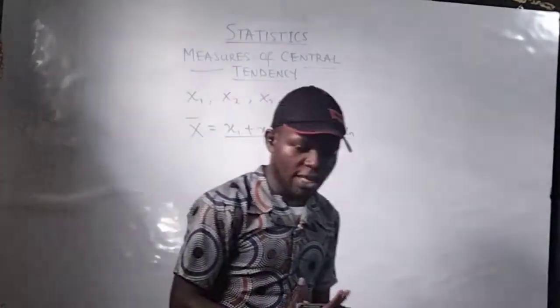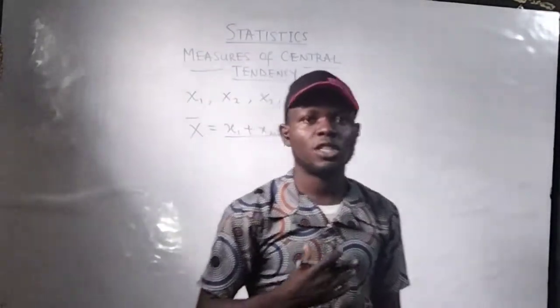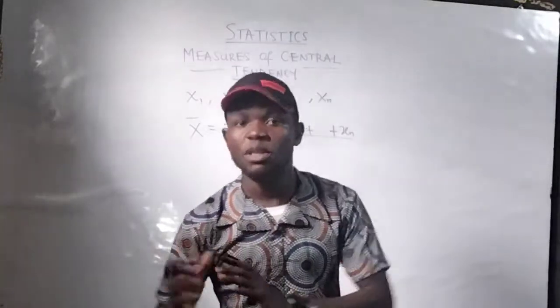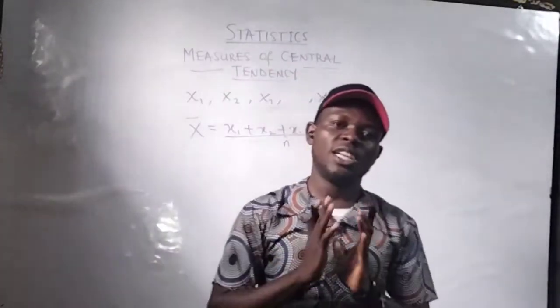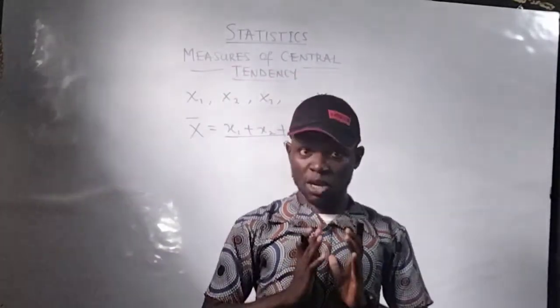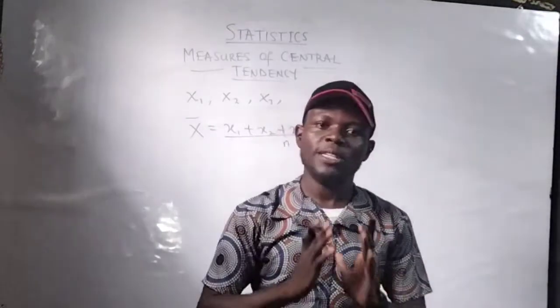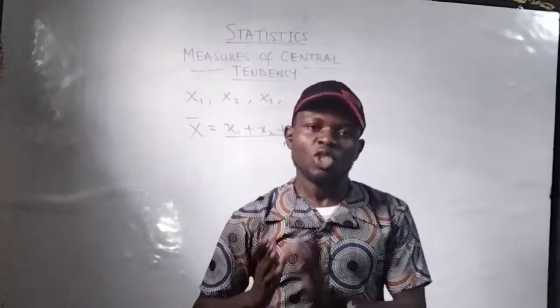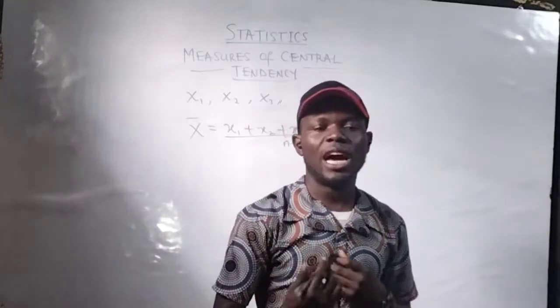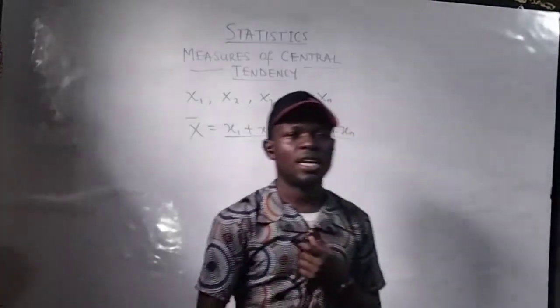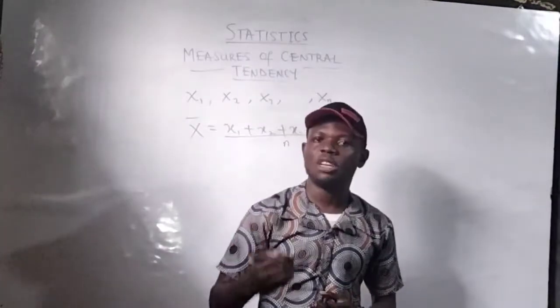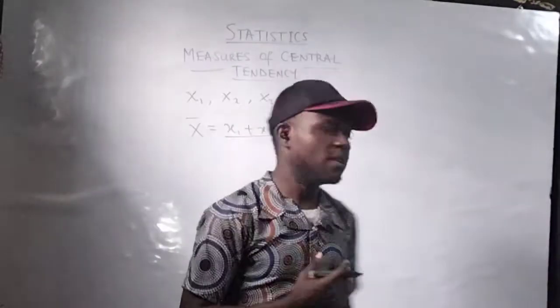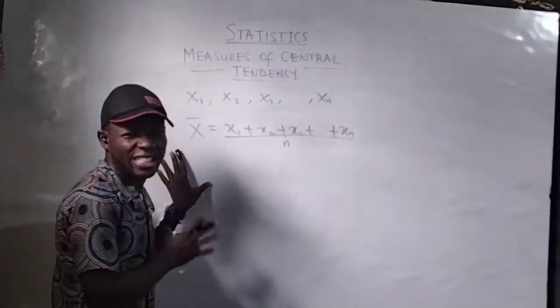Okay, so I want to mention that there are other means. We have various ways by which you can calculate mean. We could discuss the arithmetic mean, the harmonic mean, and the geometric mean. But in this class, we're looking strictly at the arithmetic mean. Perhaps in other classes we'll be talking about the harmonic mean and the geometric mean. But here, let us talk about our arithmetic mean.